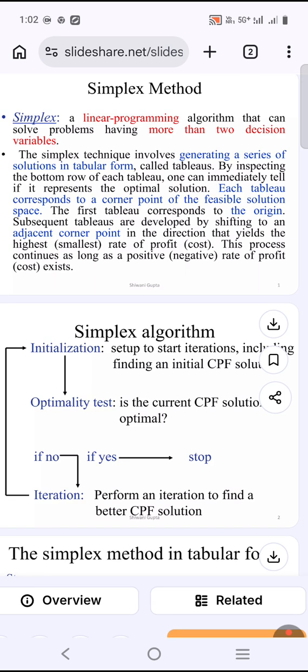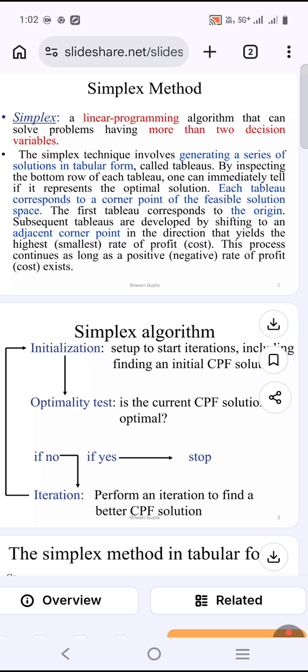The simplex technique involves generating a series of solutions in tabular form, called tableaus. By inspecting the bottom row of each tableau, one can immediately tell if it represents the optimal solution. Each tableau corresponds to a corner point of the feasible solution space. The first tableau corresponds to the origin.